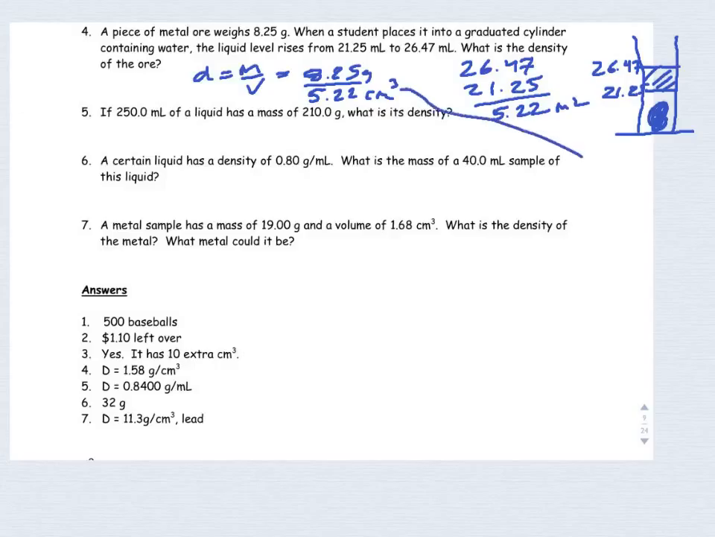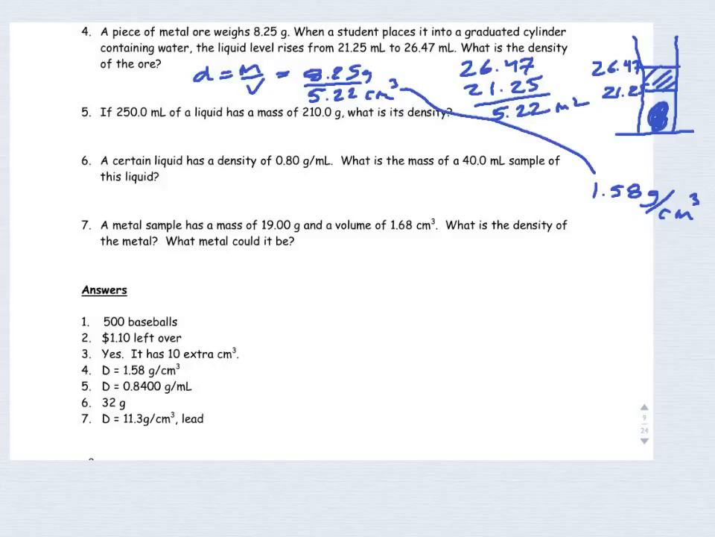Down here, 8.25 grams divided by 5.22 is going to give you 1.58 grams per cubic centimeter for that ore. I want you to think about what that means in terms of comparison to something else. Density is really a comparison type number. So if you think back to the density that we had earlier, say for lead, it was 11.3 grams per cubic centimeter. So this ore is less dense than lead.